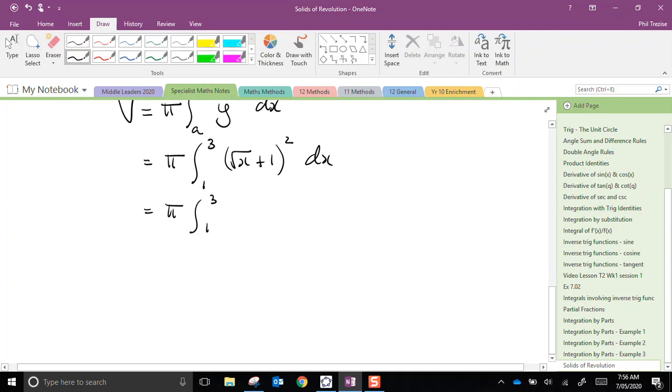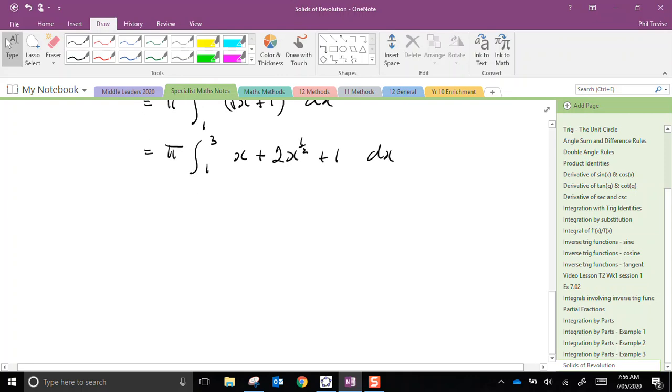Let's multiply this through. Root x by root x would give me x. Then I would have 2, and I might put x to the half rather than root x, and then 1 by 1 is 1. And I'm still integrating with respect to x. I think I'm ready to take an integral now. So the integral of x is x squared over 2.